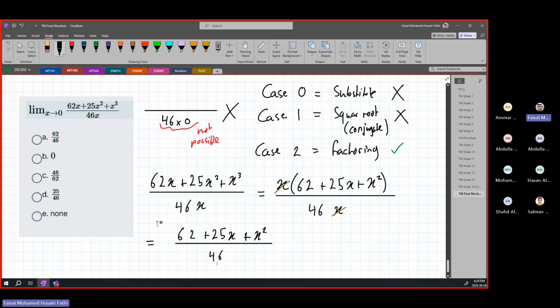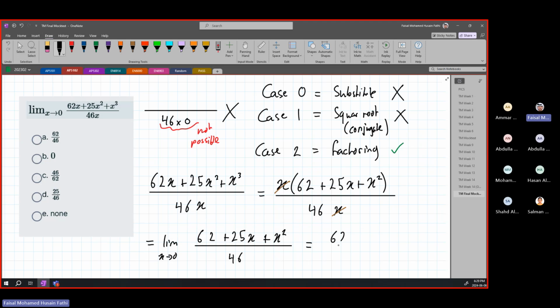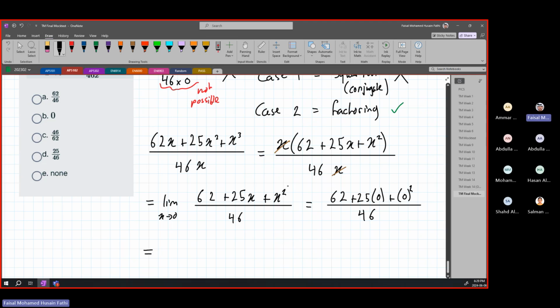And now we could just find the limit of this number. So what is it? The limit as x goes to 0. That means we just plug in 0 everywhere. So we're going to have 62 plus 25 times 0 plus 0 squared over 46. We're just simply going to have 62 over 46. And that's our final answer, which is A.